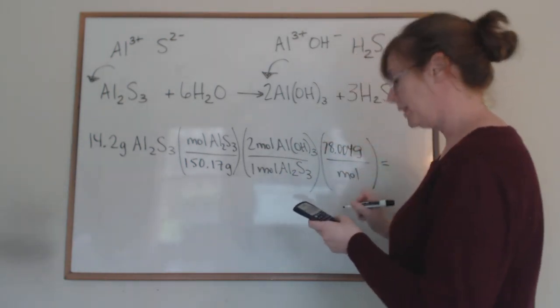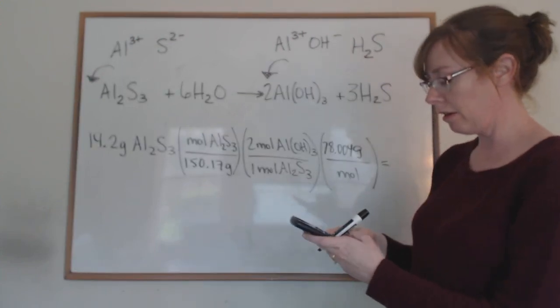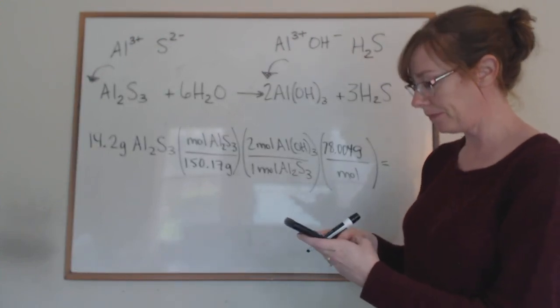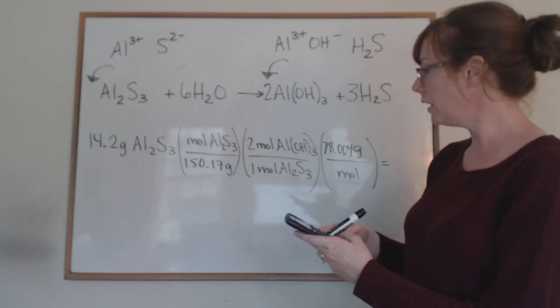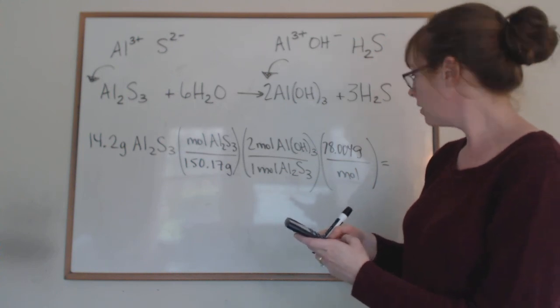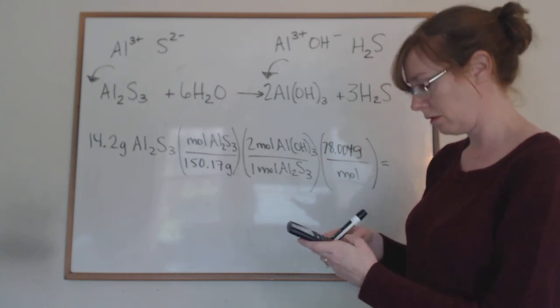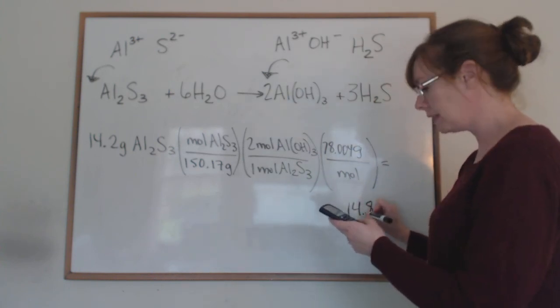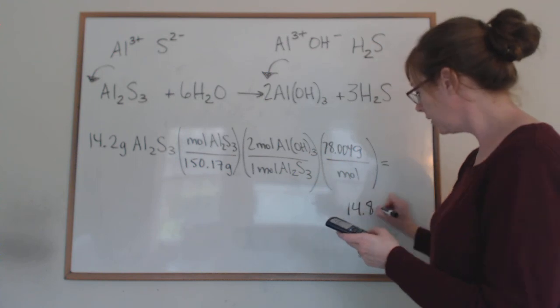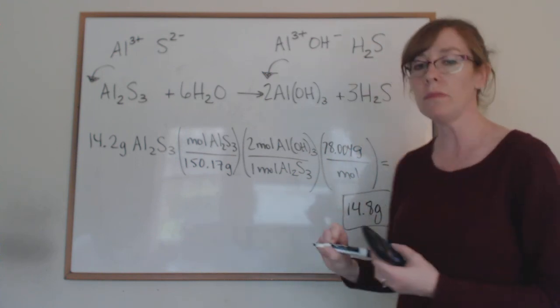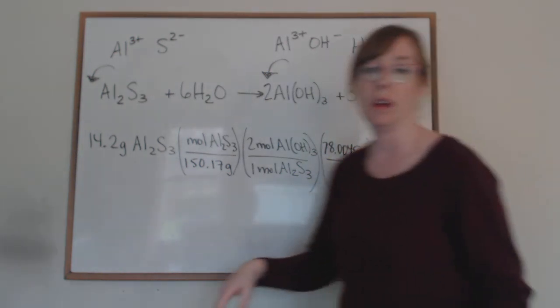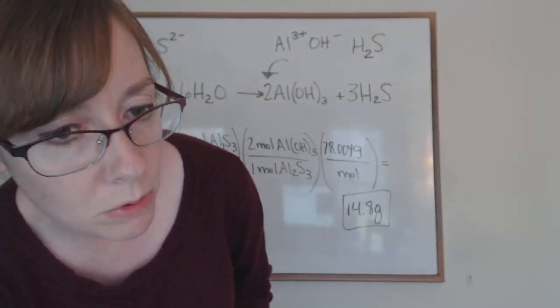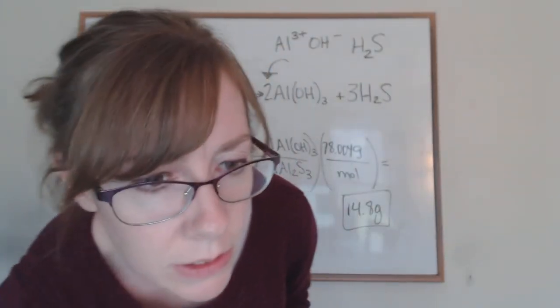78.004 is his molar mass, and there I have it all set up. Now it's just time to run it through a calculator. 14.8, because it's 7.5 and I want 3 sig figs, grams. And that is what I got for an answer. That should be good. Moving on to the next question.